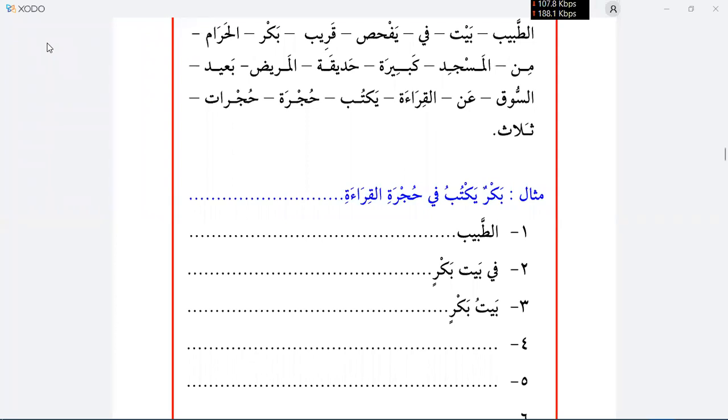Next. Qaribun min al-haram. Haram al-suk. Al-qarya. Fi al-qarya hadiqa kathira. Where is kathira? No, it's not there, then don't make the sentence. Kabira I can use. Okay, fi al-qarya hadiqa kabira. Where is qarya? I don't see qarya here. Oh, it is qarya. Oh, sorry, sir.